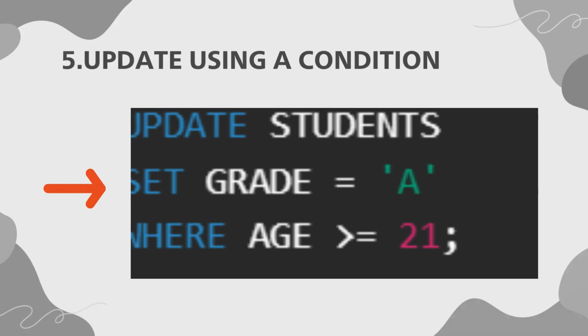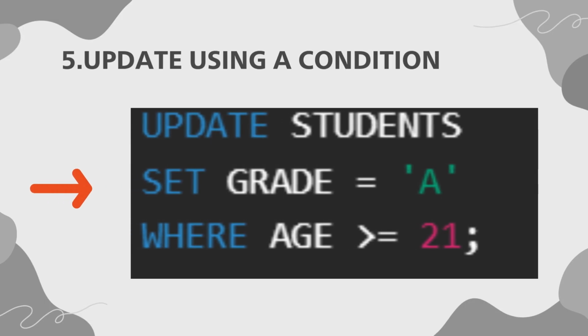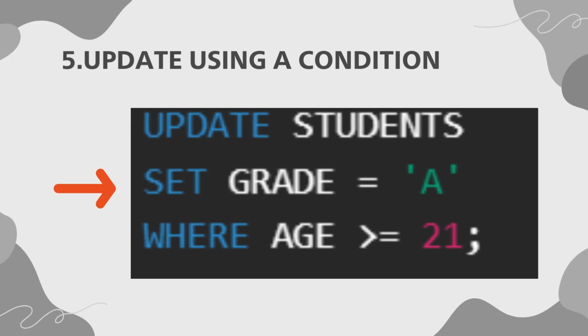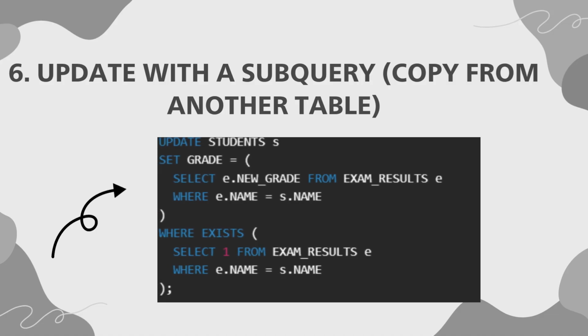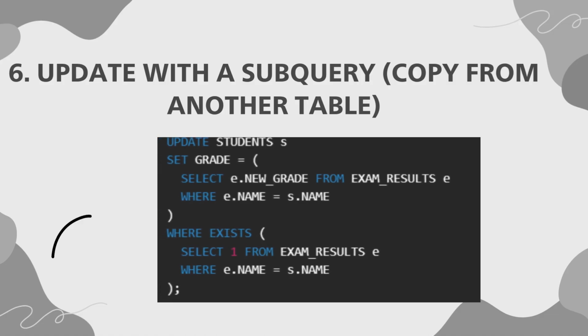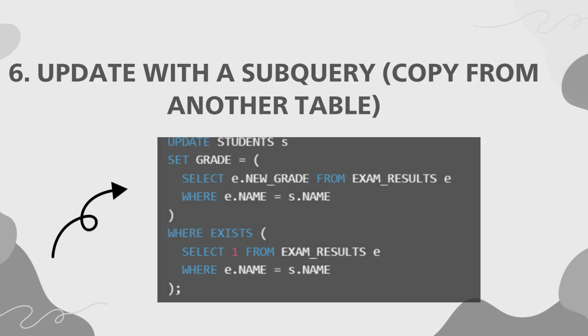The real power of update comes when we use it with a condition. A condition allows us to update only specific rows instead of the entire table. Without a condition, every row would be modified, which is risky. Update with subquery in SQL. Sometimes we need to update a table based on values from another table or from a calculated result. For this, SQL provides subqueries inside the update command. In this syntax, the subquery runs first and produces a value. That value is then used to update the target table.